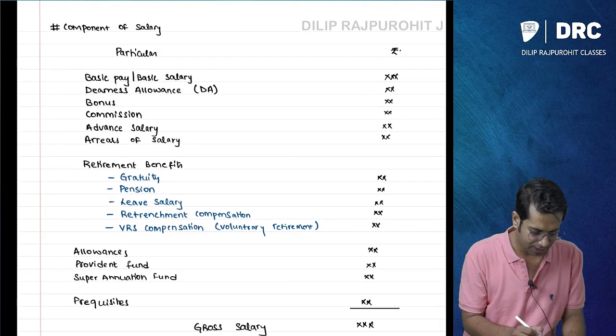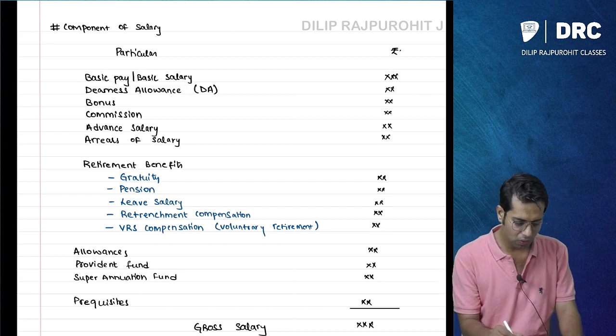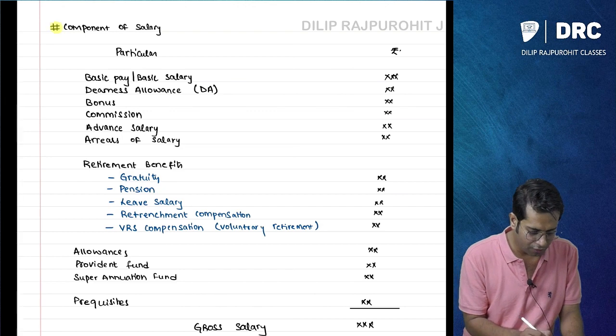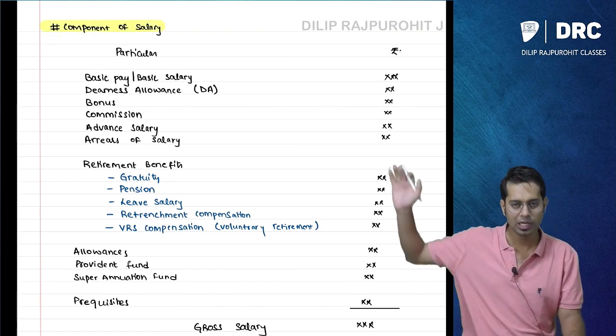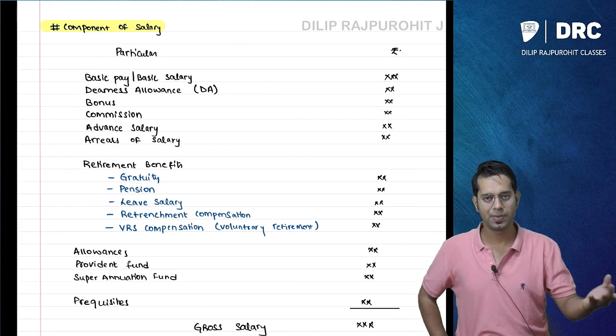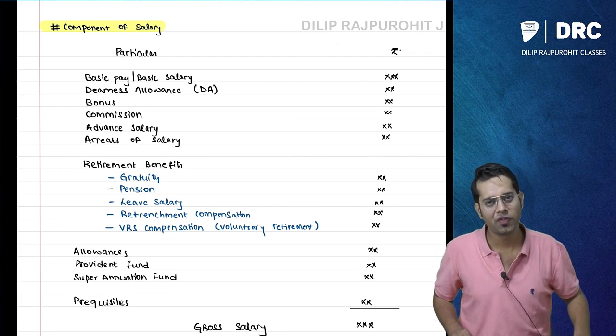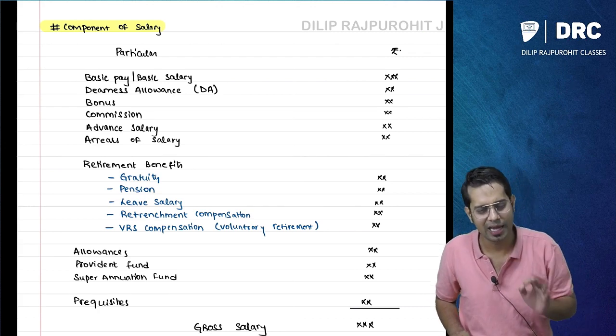So in this chapter, salary topic, this is the only thing which you have to understand. Once you learn all these different components of salary, this chapter is over. So let us start learning about different components of salary in our next class.